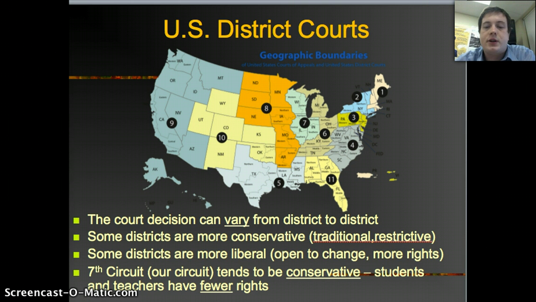Some districts are more conservative, traditional, restrictive, whereas some are more liberal. They want to give more rights. So the 7th Circuit is what they're called. Our circuit tends to be more conservative, this one right here. Students and teachers have fewer rights. That's very important.